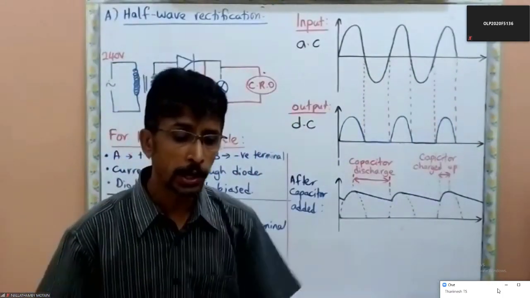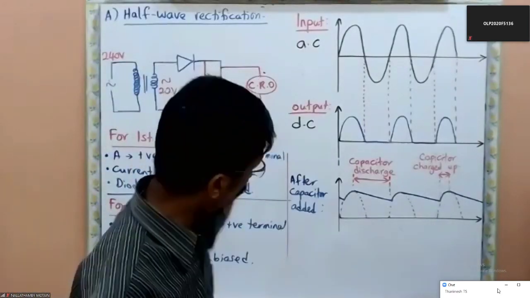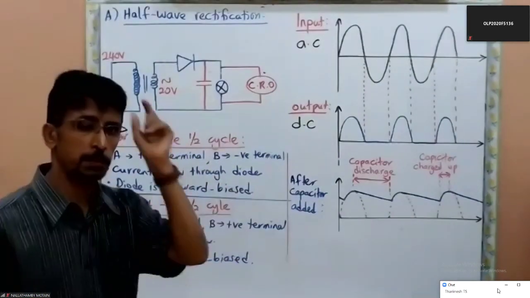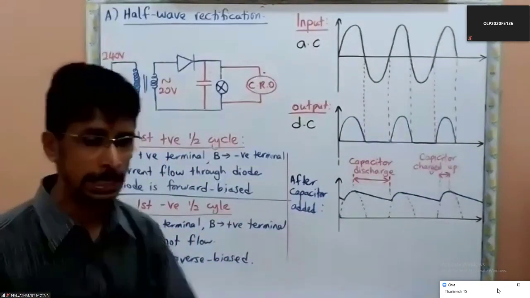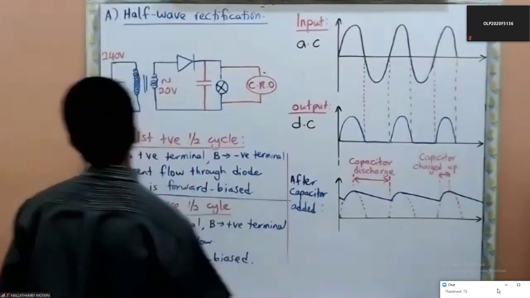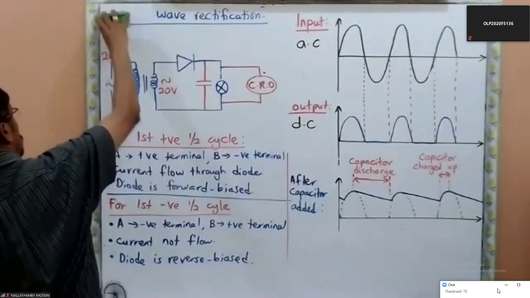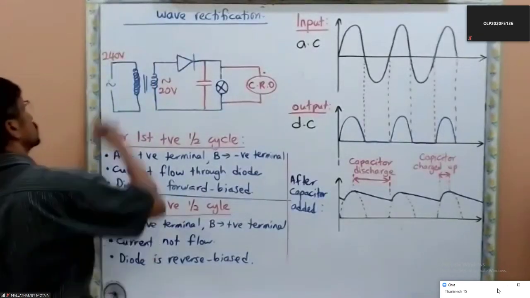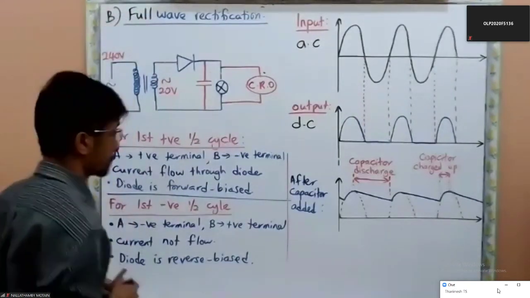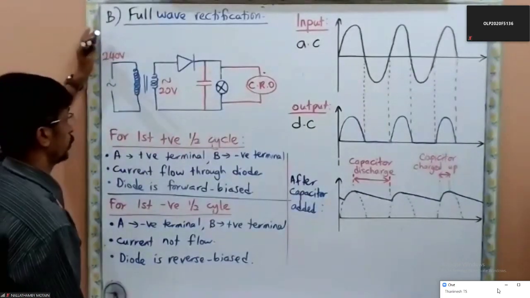But now, how are you going to let all of it pass through? I mean, if all passes through, then the current and the output must be in the same direction, because we want direct current that flows in one direction only. So we are going to continue with the second one, B, full wave rectification. Okay, full wave rectification.